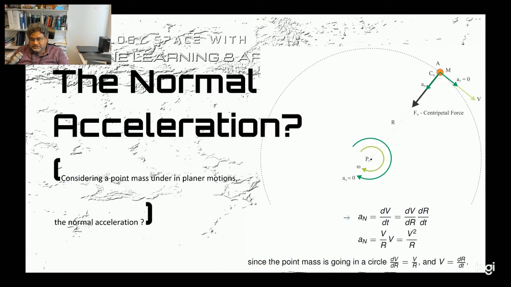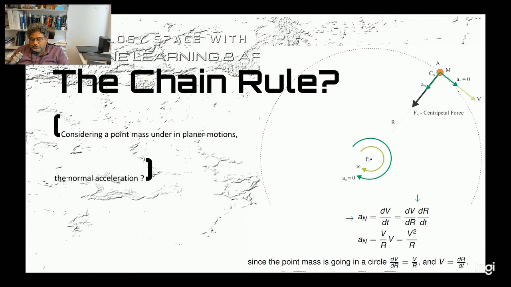The first equation is about the normal acceleration component, which is denoted by An. This equation shows that An equals the time derivative of the velocity, dv over dt. If you use the chain rule, you can divide that dv over dt into two factors. Here it is represented as dv over dr times dr over dt. This is where you use the chain rule to expand that expression.